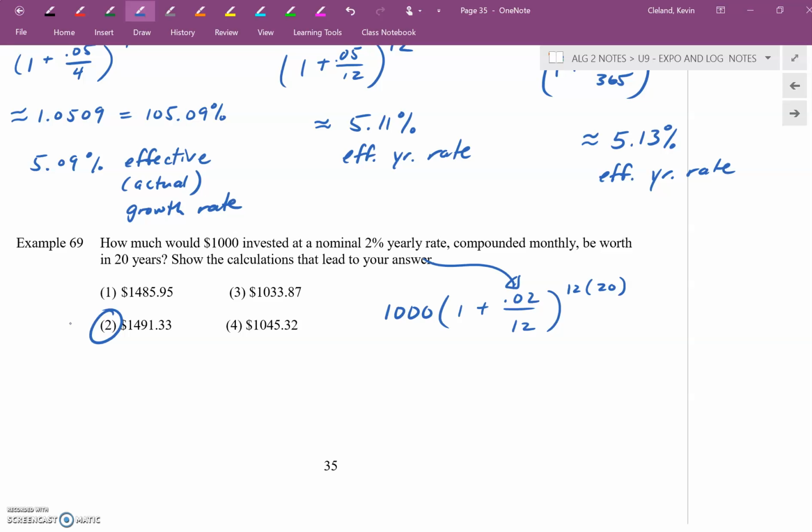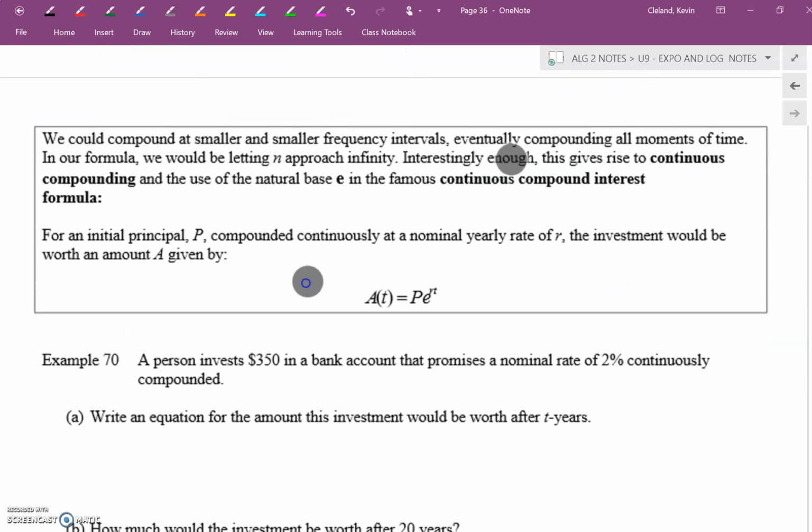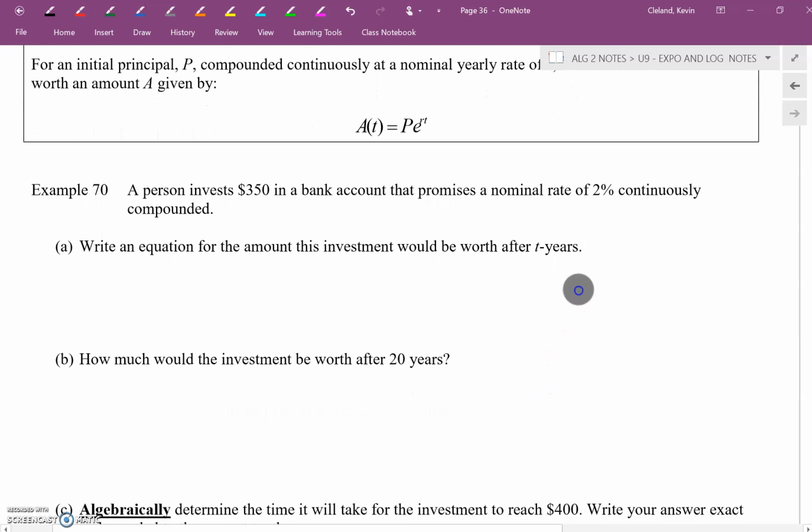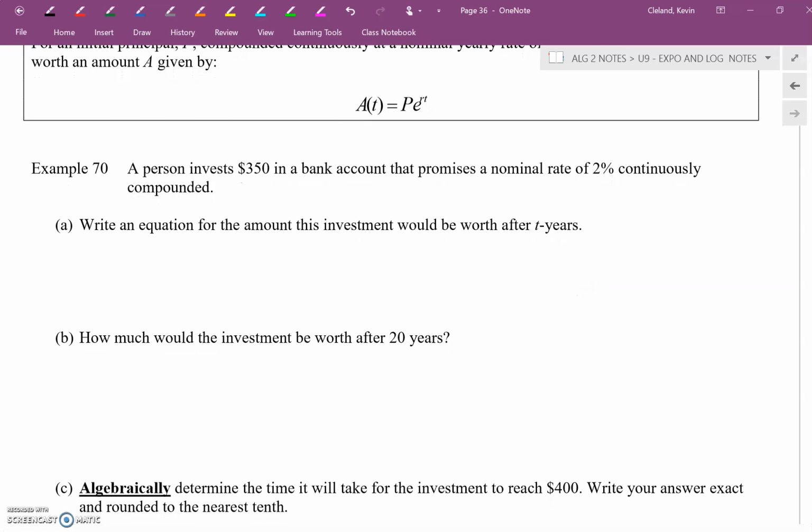Moving on. Last page of notes for the unit people. Okay, so we could compound at smaller frequencies, intervals, eventually compounding all moments of time. In other words, we'd be letting n in that formula approach infinity. Interestingly enough, this gives rise to continuous compounding and the use of the natural base e in the famous continuous compound interest formula. So it's literally just, we say for short PERT, A equals P e to the rt, and you basically just plug in again, but this formula will do the same job just a little more efficiently.